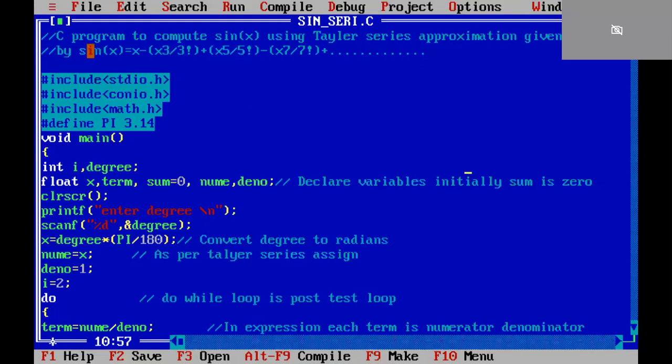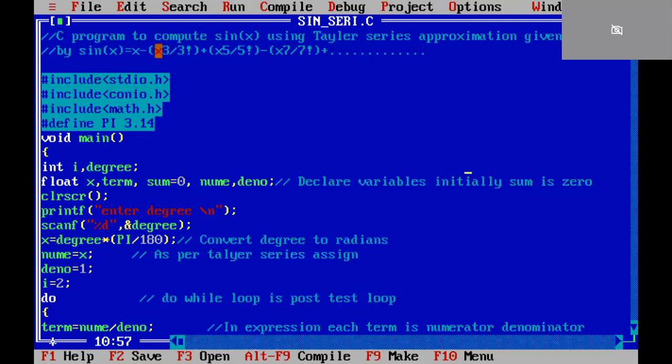Here you can observe that this equation will have a numerator and denominator. Very importantly, two factors you need to observe here. In the numerator, it consists of the x factor, which increases by a power of 2 each time. Initially you can observe x to the power of 1 is there. Next it goes to 3, 5, 7, and it goes on, right? Here the power of x is incremented by 2.